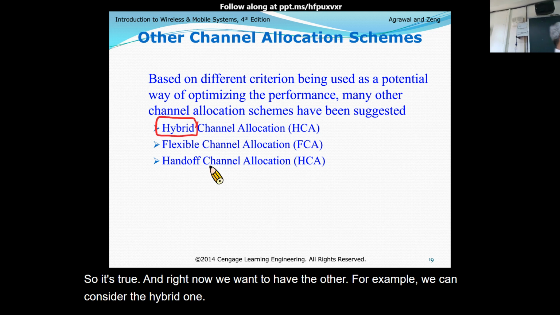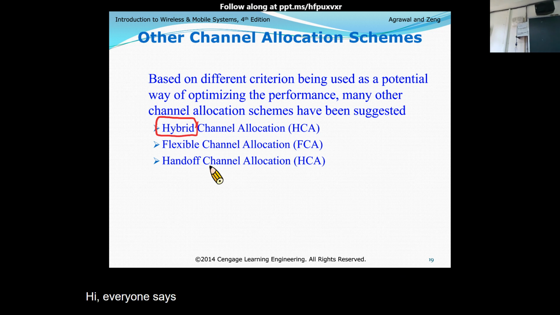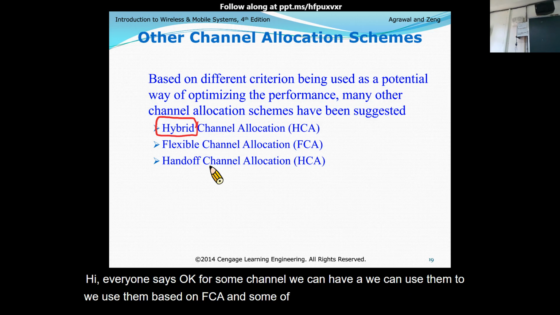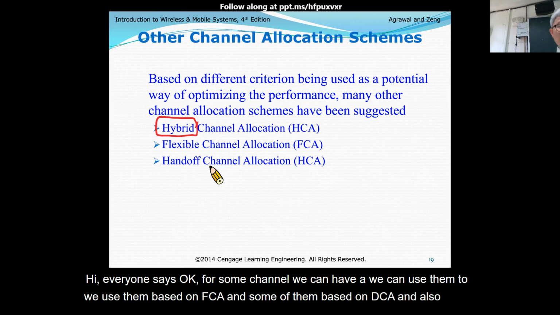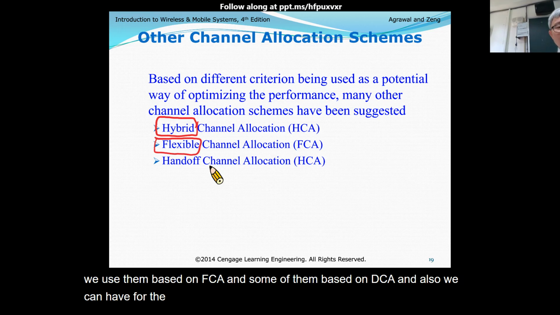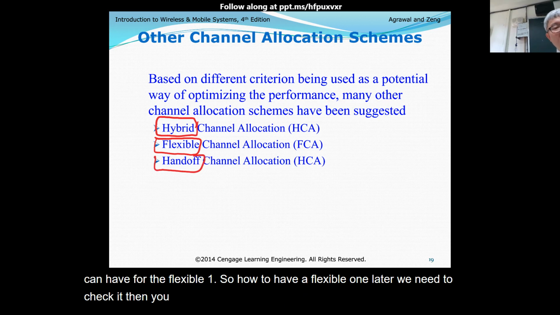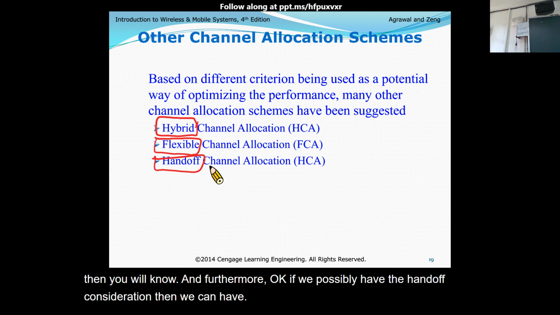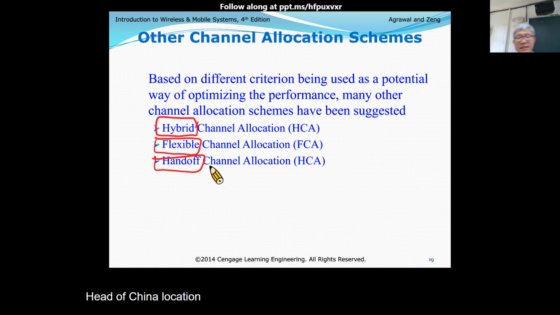Hybrid one says, okay, for some channels, we can use them based on FCA, and some of them based on DCA. And also, we can have the flexible one. How to have a flexible one, later we need to check it, then you will know. And furthermore, if we specifically have the handoff consideration, then we can have the handoff channel allocation. So we can have these.